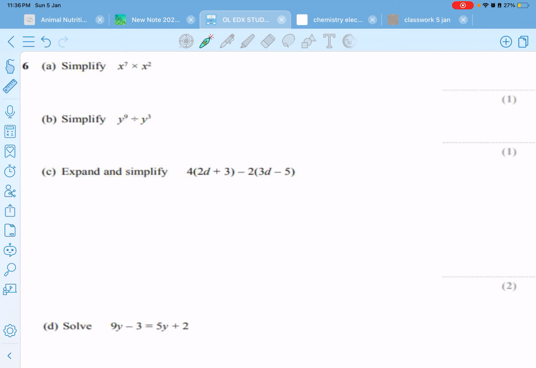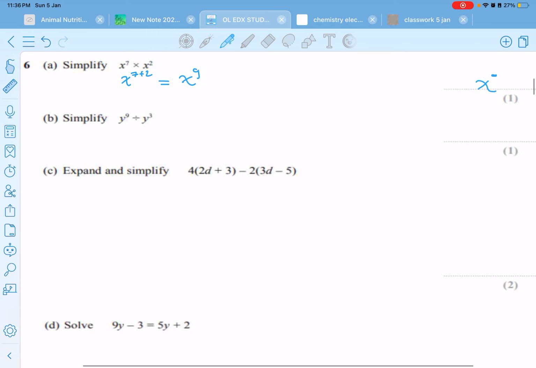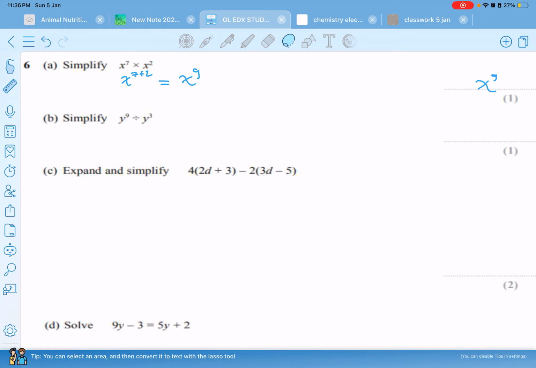So x to the power of 7 times x to the power of 2 is basically x to the power of 7 plus 2. We write the x because it's an identical base written both times. So write it, and then write the exponents added to each other, because this is multiplication. We add the exponents in multiplication. So it's going to be equal to x to the power of 9. That's the answer. You're rewarded for this basically only because it's 1 mark.